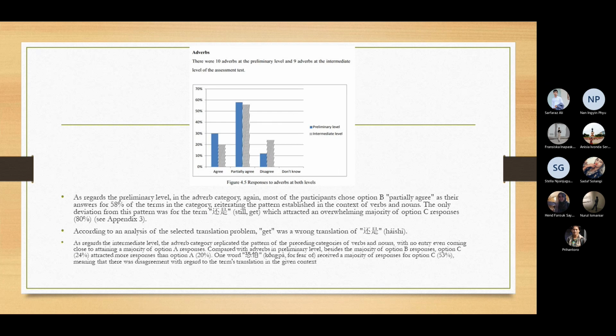About the adverbs, there were 10 adverbs at the primary level, and on the other hand, 9 adverbs at the intermediate level were assessed and identified. And the percentage is also given. So here I saw that according to the analysis, one of the most important points was mentioned, according to the analysis.